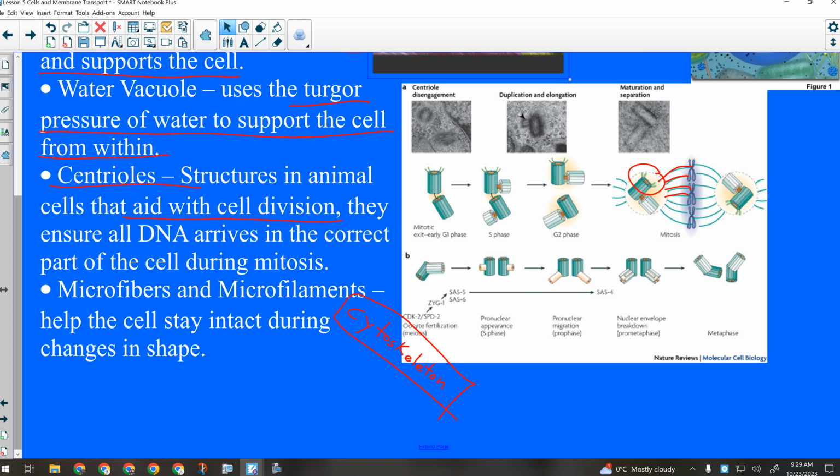So if the cell tries to radically change shape in one direction, it kind of prevents it from tearing. Okay? Muscle cells have way more cytoskeleton, microfibers and microfilaments than any other cell in your body because they're designed to stretch and pull and exert force and contract and relax. So they have way more of this stuff in them than any other cell in your body would.